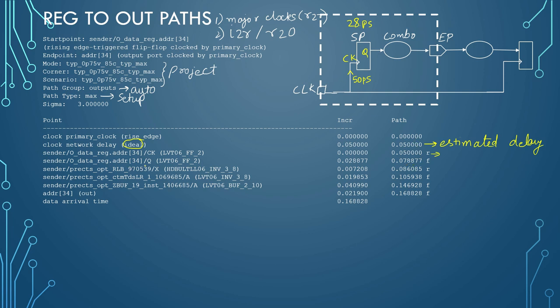And after that comes the logic. So the combo logic, if you see here, is your sender slash some cell, the instance name is this, and the cell name is this.